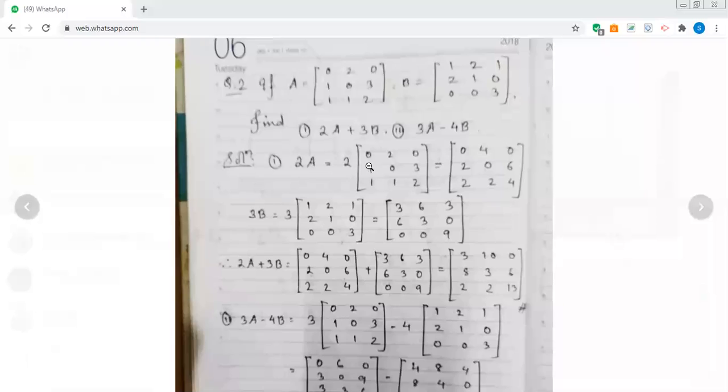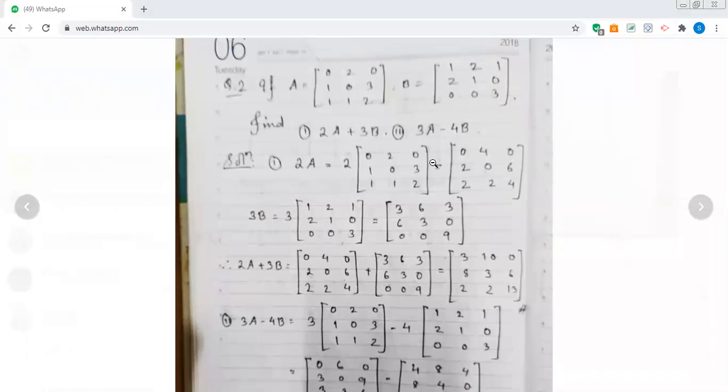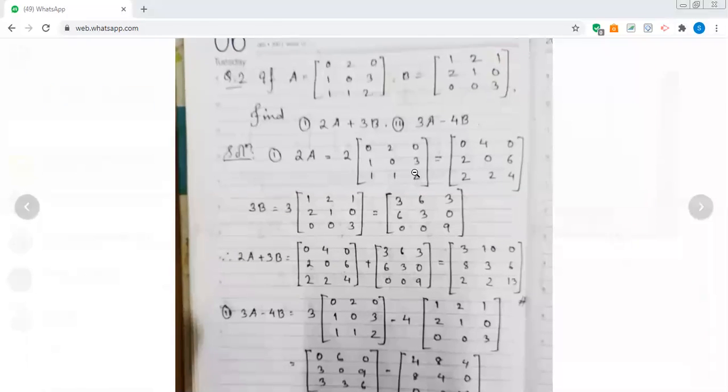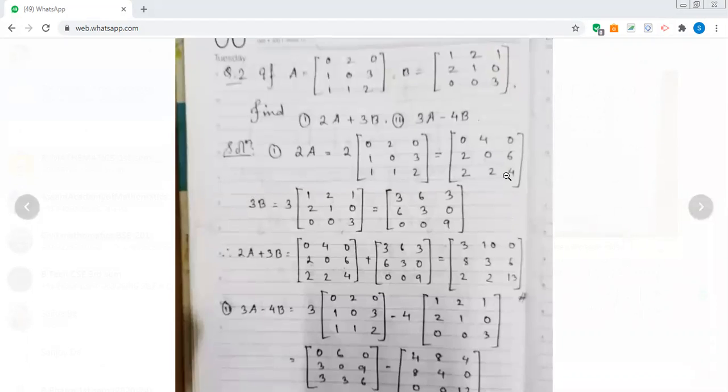देखो यहाँ में, so 2 into 0 क्या आ गया 0, 2 into 2 is 4, 2 into 0 is 0, 2 into 1 is 2, 0, 6, 2, 2, 4. Okay, I am just writing directly. But one step you can write 2 into 0 एक बार लिख सकते हो, but it's not necessary. So it is simply about the application of scalar multiplication. Understood? You have to multiply the scalar to every element of the matrix to get the result.